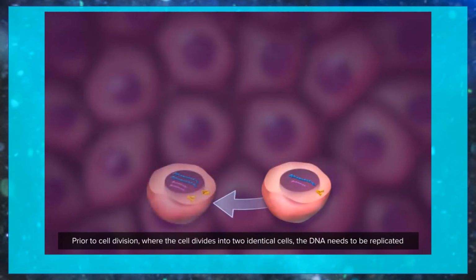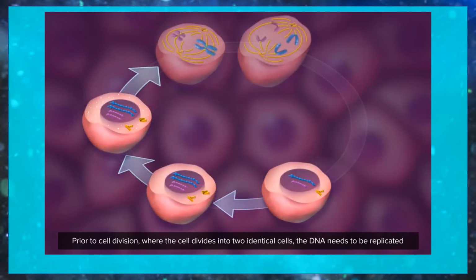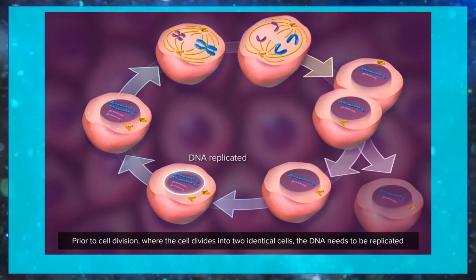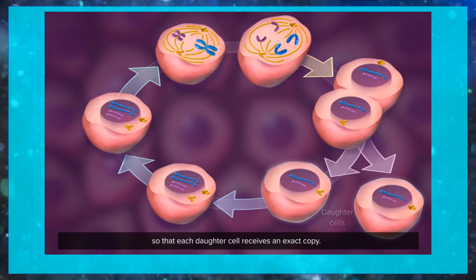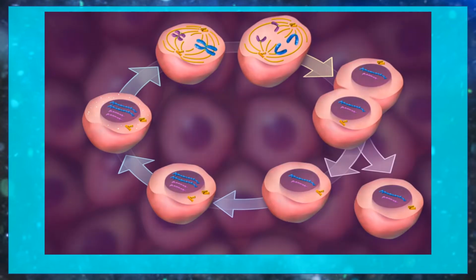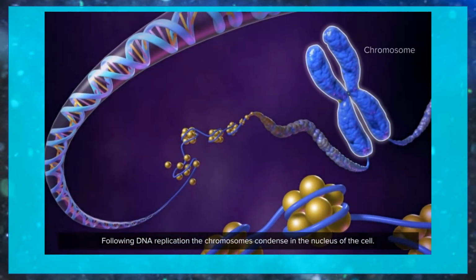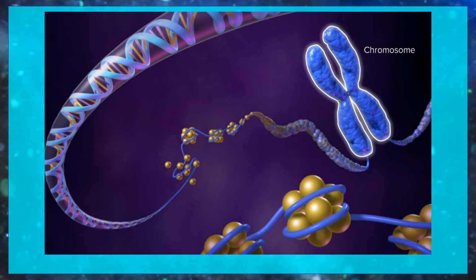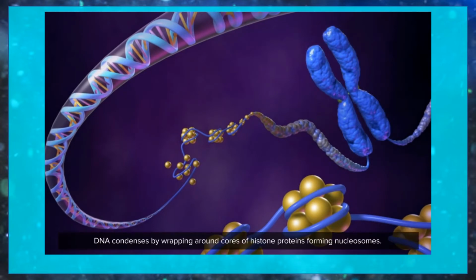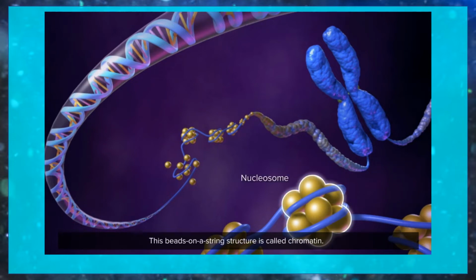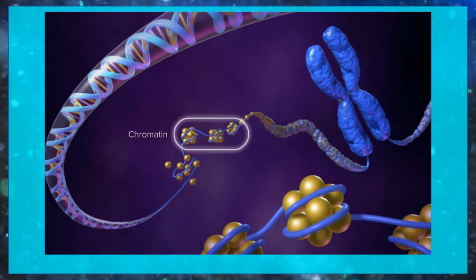Prior to cell division, where the cell divides into two identical cells, the DNA needs to be replicated so that each daughter cell receives an exact copy. Following DNA replication, the chromosomes condense in the nucleus of the cell. DNA condenses by wrapping around cores of histone proteins, forming nucleosomes. This beads-on-a-string structure is called chromatin.